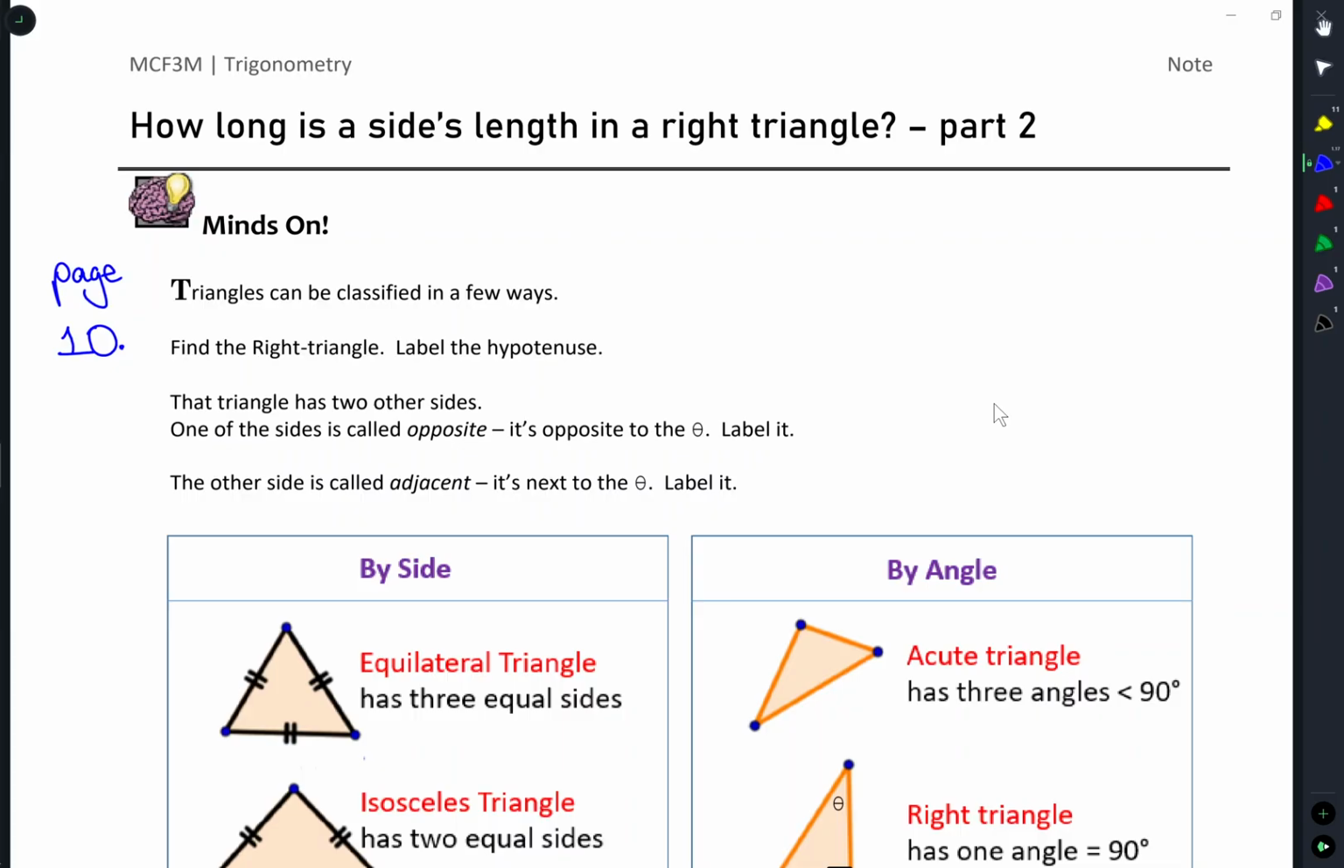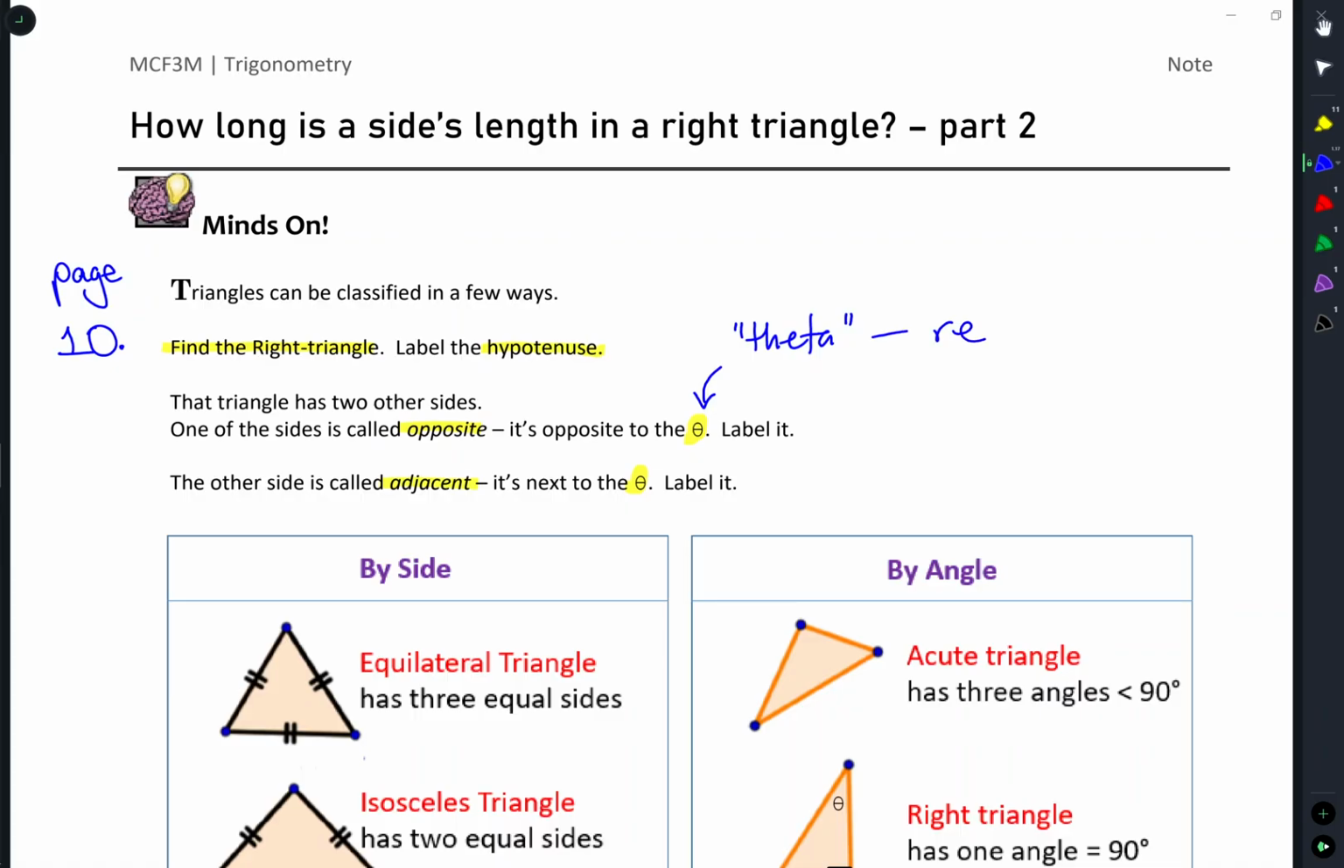To get you started, you don't really need to know the names of all these different types of triangles. However, I would like you to find the right triangle. Remember what a right triangle is all about. Label the hypotenuse. And then what we can remember is that there are other sides of a triangle. One of them is called the opposite side, and one of them is called the adjacent side, or at least when we start to put in a little label called theta. It doesn't really matter that you know that this is called theta.